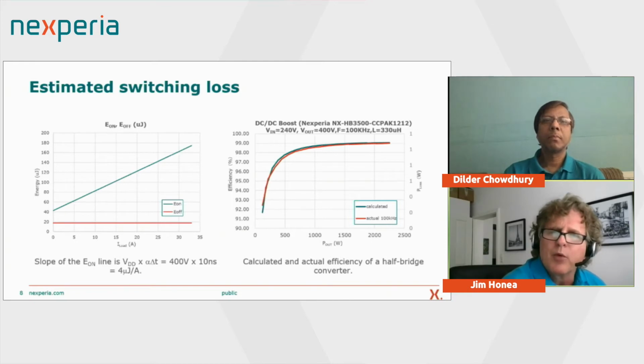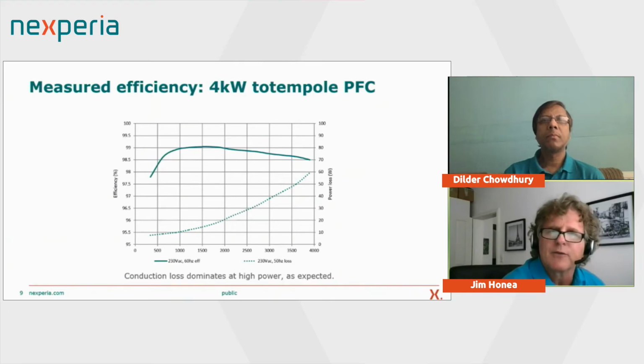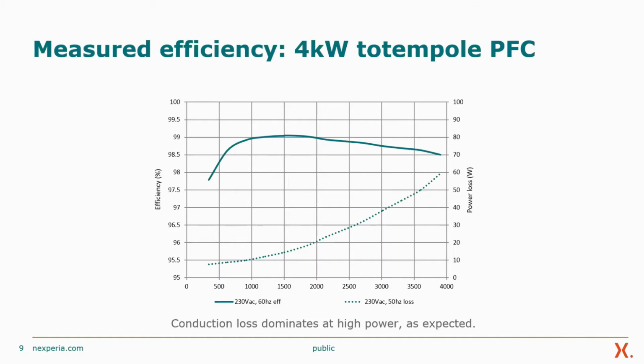And one final point, switching loss is primarily interesting below peak efficiency at the lighter load conditions. Final graph here is measured efficiency for a 4 kilowatt totem pole PFC running all the way out to 4 kilowatts. And as you expect, beyond peak efficiency, roughly mid-load, there's a drop in efficiency where conduction loss dominates. Okay, and here it's I squared R loss with an element of self-heating.